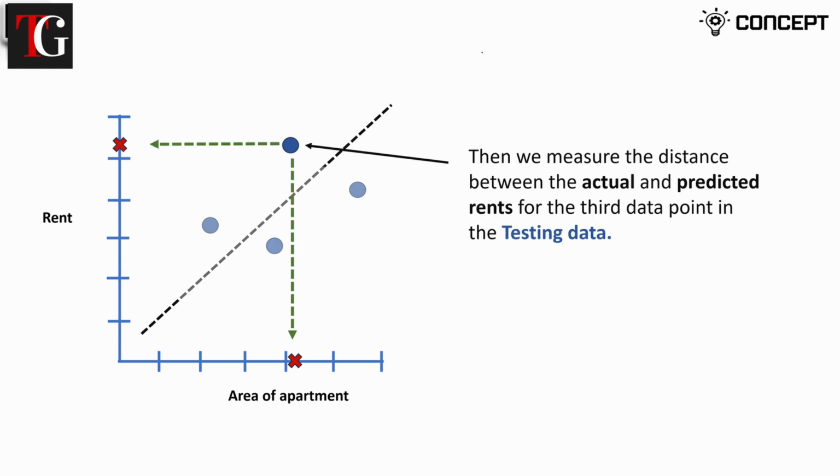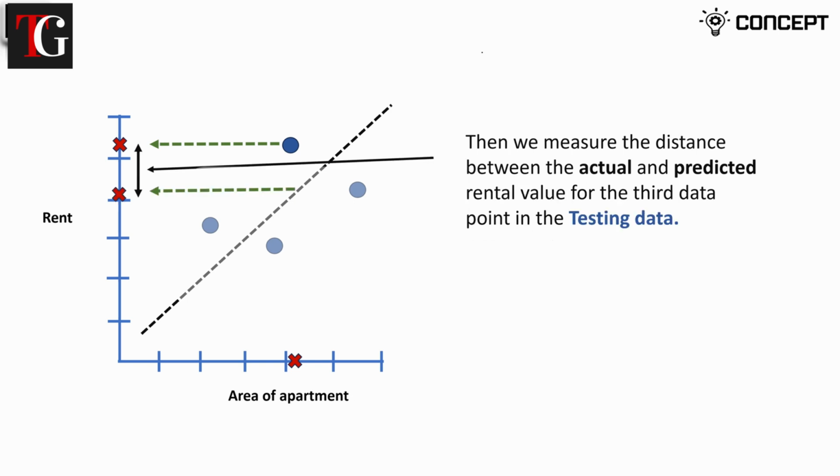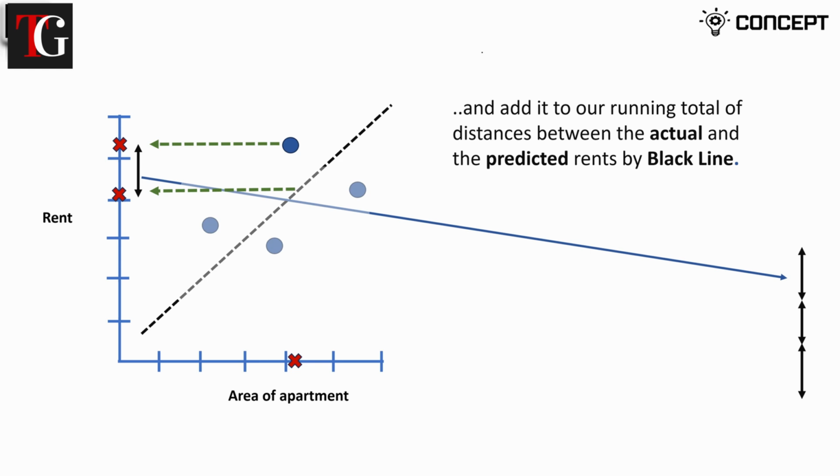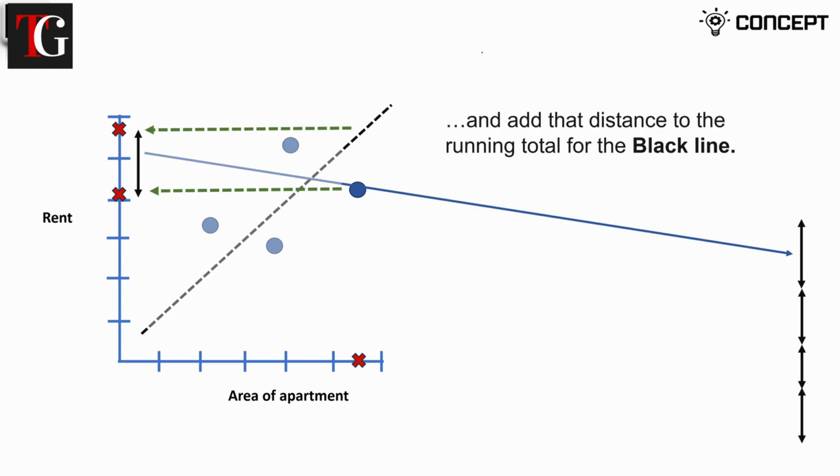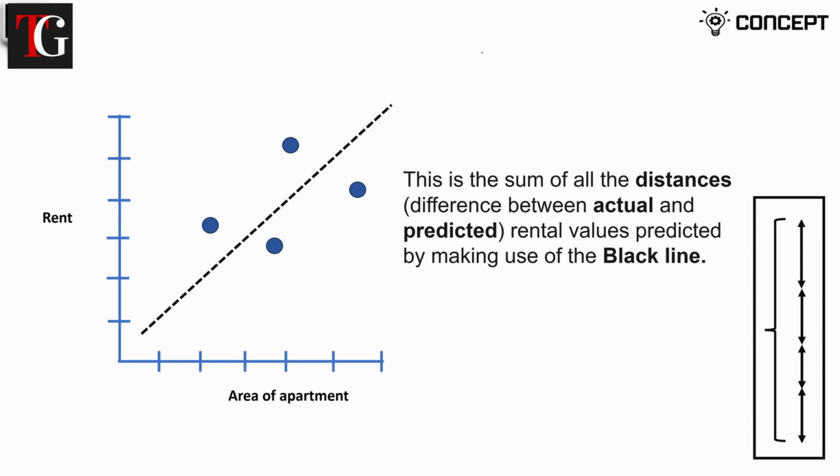Then we measure the distance between the actual and the predicted rental value for the third data point in the testing data, and add it to our running total of the distances between the actual and the predicted rents by the black line. Then we do the same for the fourth data point in the testing data and add the distance to the running total for the black line. This is the sum of all the distances between the actual and the predicted rental value made by making use of the black line.